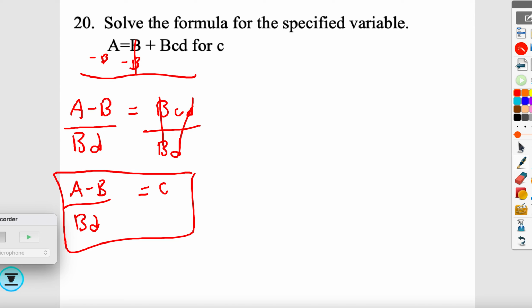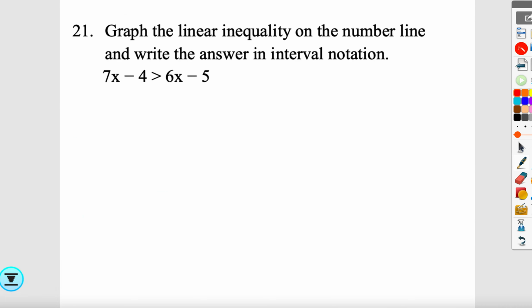All right, guys. So that was part one. We got 1 through 20 done. Let's keep going on. So we're now in 21. Graph the linear inequality on the number line and write the answer in interval notation. Once again, all these topics we've gone over in class. You just got to review them if you don't remember.